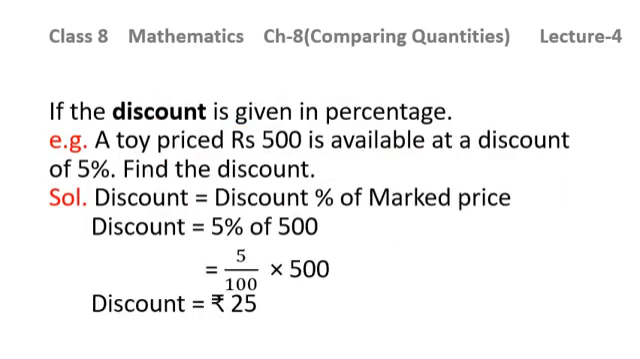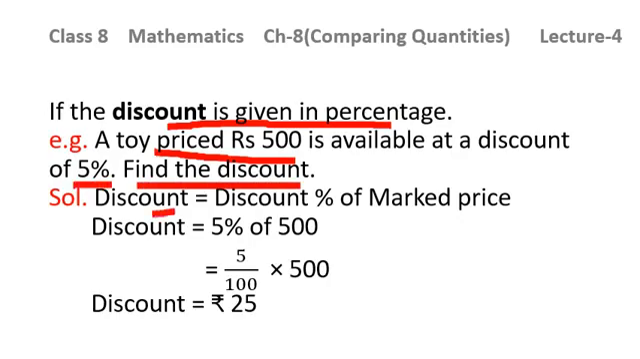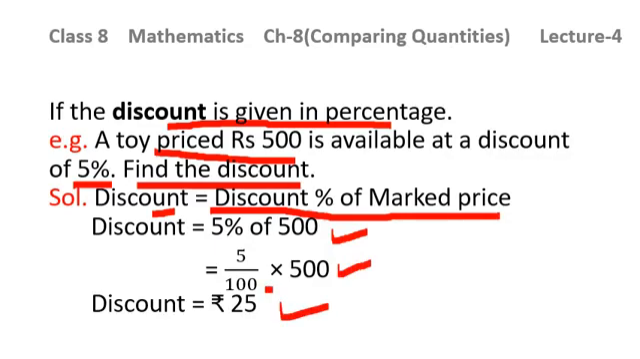If discount is given to you in percentage, then what are you supposed to do? A toy priced rupees 500. It means 500 is the marked price of this article and a discount of 5% is given. You need to find the discount. Simple. Discount percent is always calculated on the marked price. So it will be 5% of 500, and we know that percentage is a special fraction in which the denominator is 100. So it will be 5 over 100 into 500. So the discount will be rupees 25.